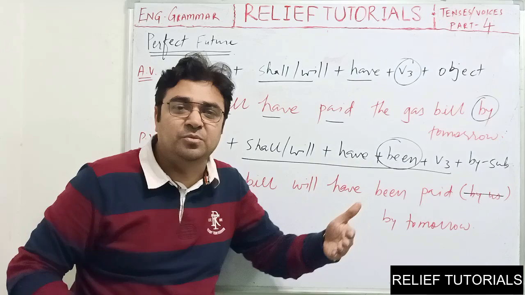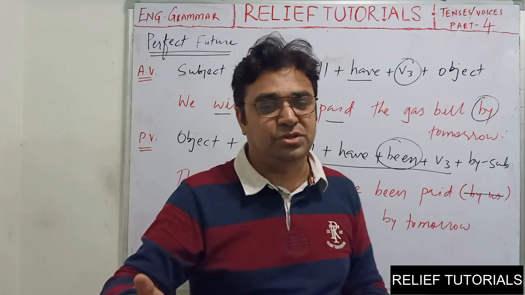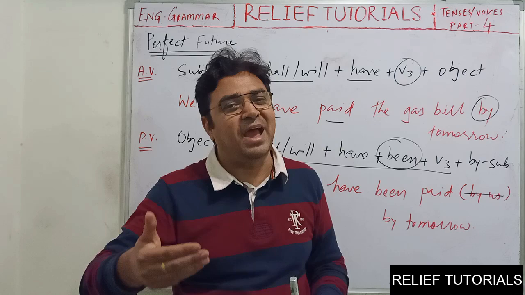So this is all perfect tenses, friends. And up to these tenses, we have passive voice only. Now the next category is perfect continuous tense that will be having active voice but will not be having any passive voice. So let's go for it.